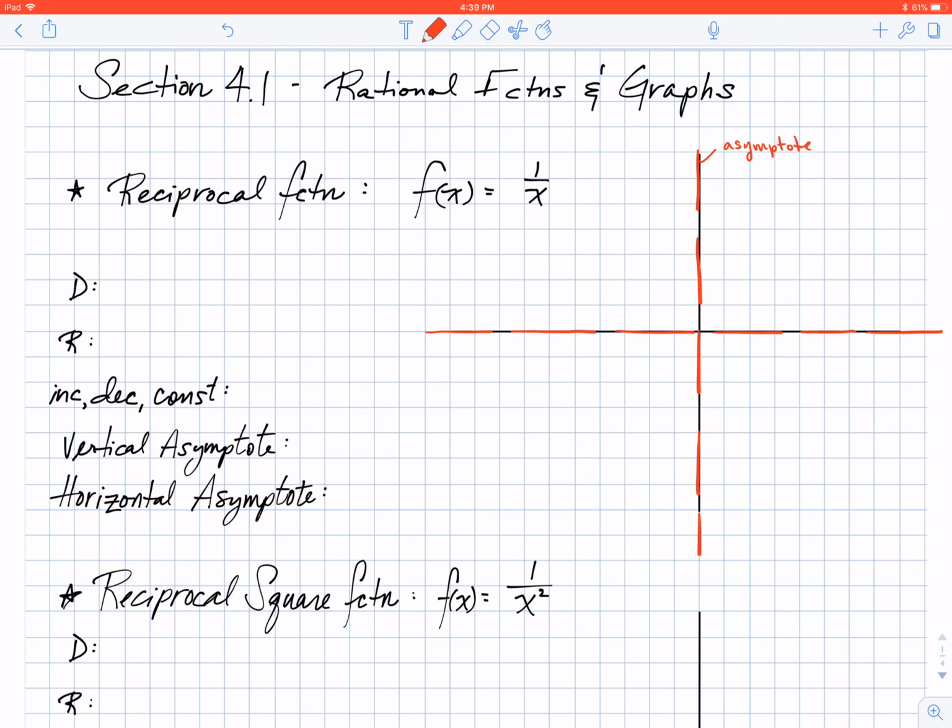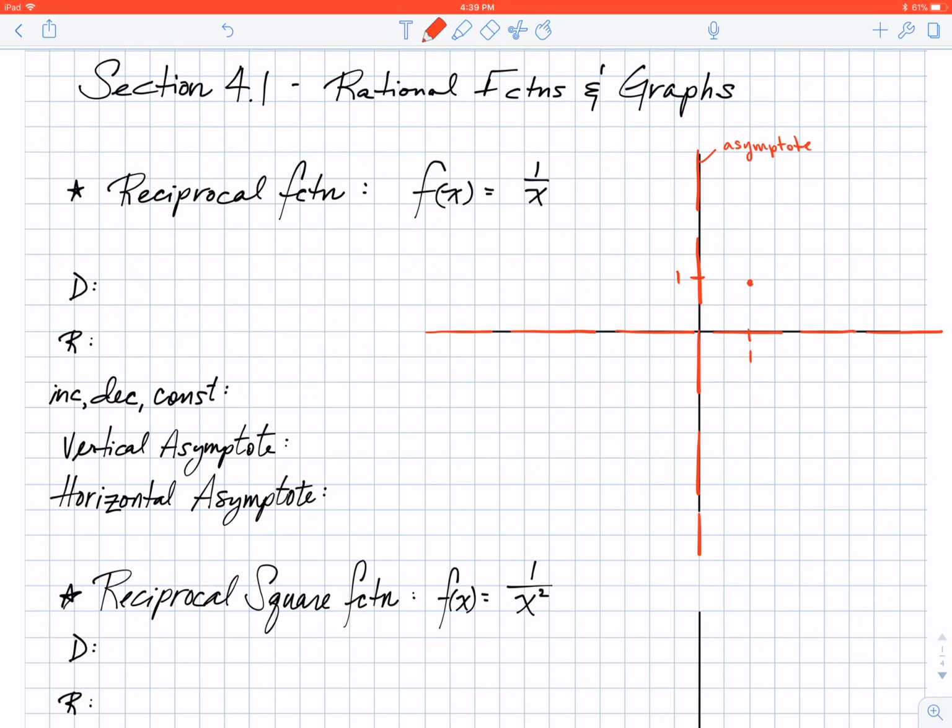So remember with our other parent graphs, we always had special points to remember. So let's plug in a couple things. Of course, I cannot plug a 0 in for x. We've already discussed that. But I can plug a 1 in for x. If I plug in 1, 1 divided by 1 is 1. So I have the coordinate (1, 1).